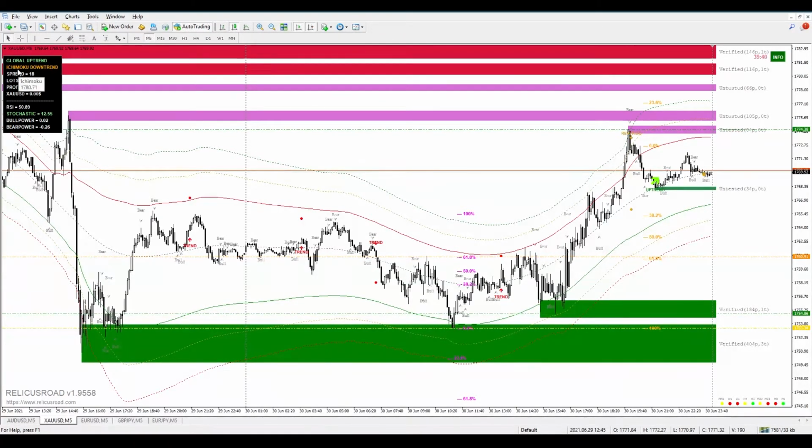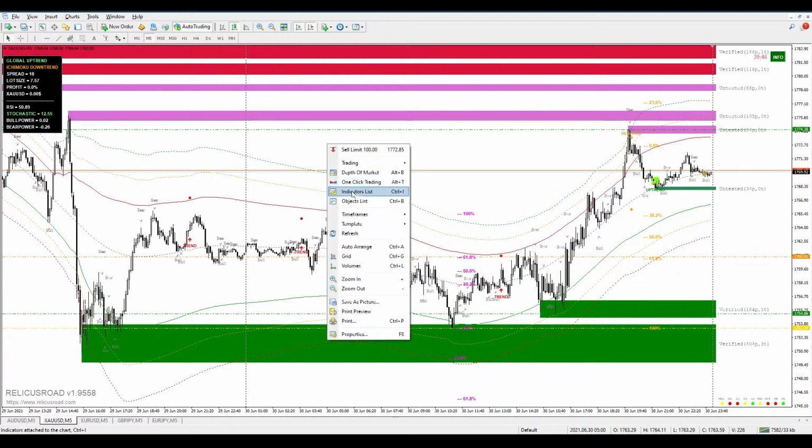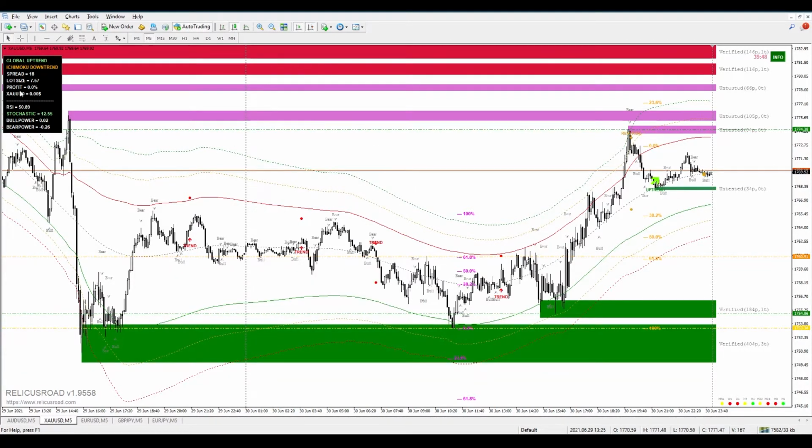So this is Ichimoku. You'll see if the price is above the cloud or below the cloud, and the cloud values are inside the indicator list, right? So we see that. And if the price is inside the cloud, you'll also see the notification here. So spread, this is pretty simple. Lot size as per the value inside the input settings.